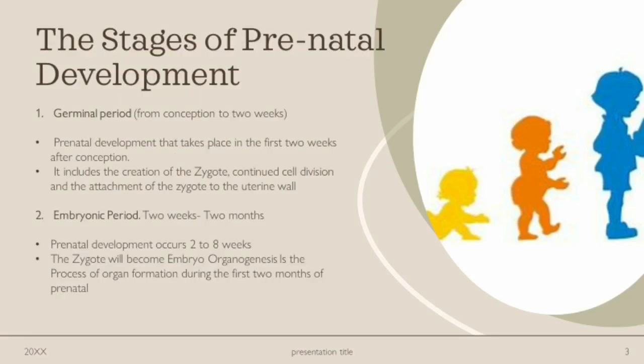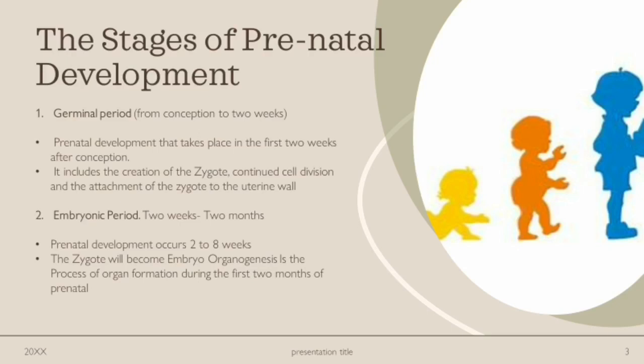The stages of prenatal development. Number 1 is the germinal period, from conception to 2 weeks. Prenatal development takes place in the first 2 weeks after conception. It includes the creation of the zygote, continued cell division, and the attachment of the zygote to the uterine wall.